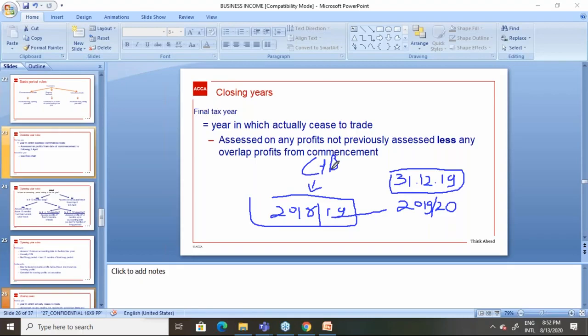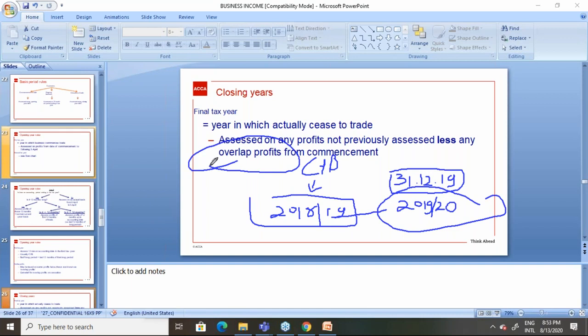When you do that, you automatically realize there are certain profits that have not been taxed up until the penultimate year. Whatever profits have not been taxed up to the penultimate year must be taxed in the last tax year. When you are doing that, don't forget to deduct any overlap profit that have arisen due to opening year rules.